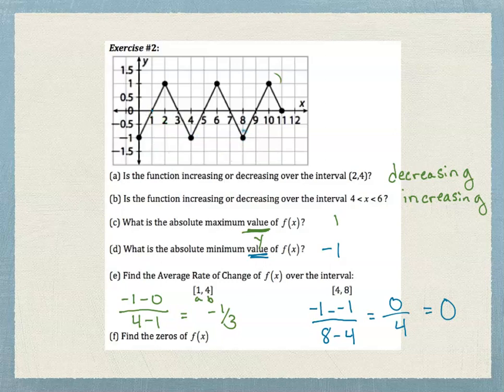So the zeros, oh, there's a lot of them. Every time, here, let's make those dots bigger. Every time I cross the x-axis. So here, here, here, here, here, and here.